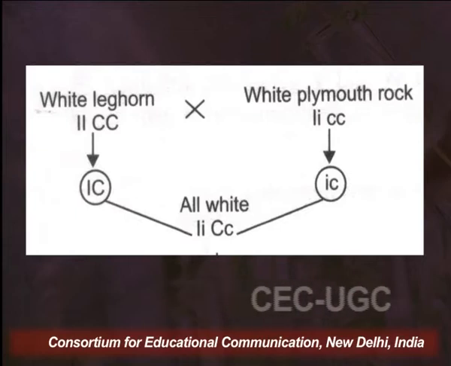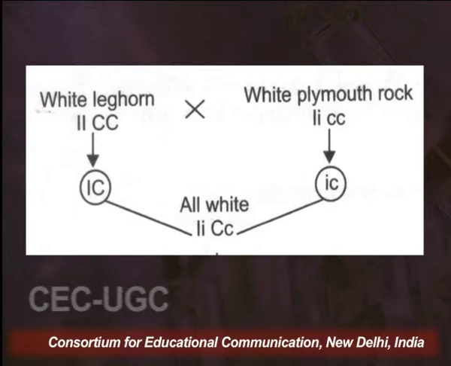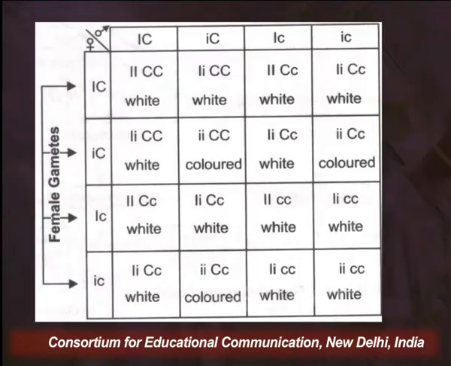The white leghorn and white Plymouth Rock, both of them are white because both of them have at least one capital I, which is inhibitory. In the F1 generation, again all of them were white, and in the F2 generation, if you look very carefully, we have just 3 colored phenotypes. And what are the 3 colored phenotypes? As you can see on your screens, you would find that one of the colored ones has small i and small c. The other one has small i, one capital C and small c, and so is the genotype of the third one also.